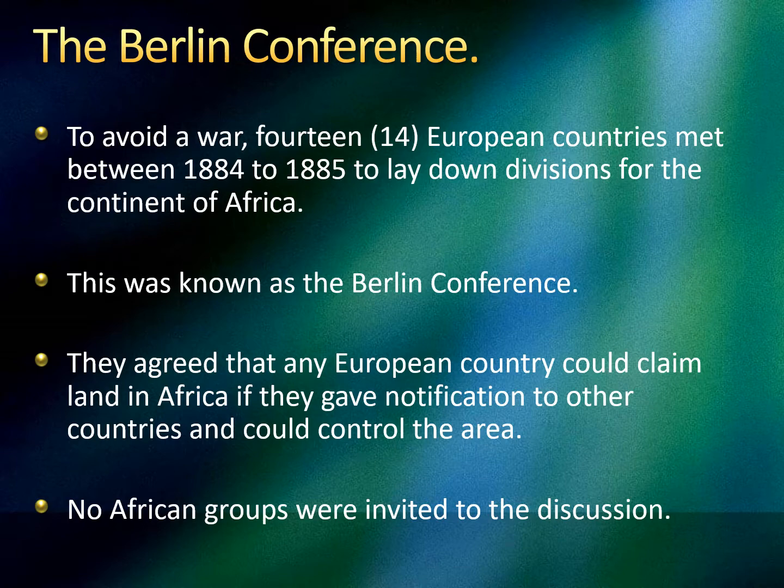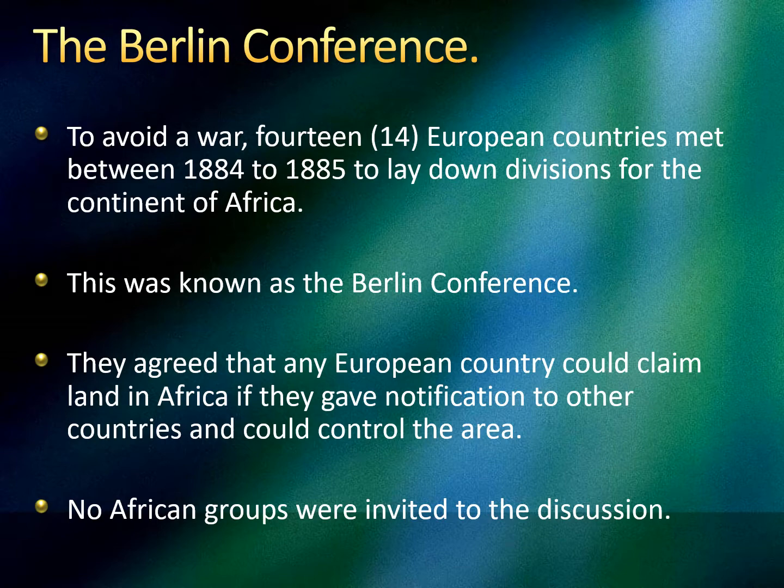So what these European nations are going to do, they're going to set up something called the Berlin Conference. So to avoid a war, 14 European countries met between 1884 to 1885 to lay down divisions for the continent of Africa, and this was known as the Berlin Conference. Now, they agreed that any European country could claim land in Africa if they gave notification to other countries and could control the area. In other words, keep control of it, keep the native groups down, the African groups in line, and things like that.